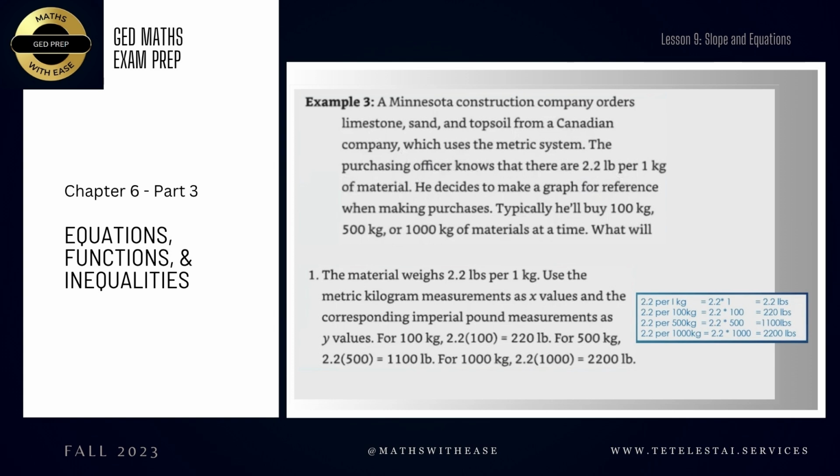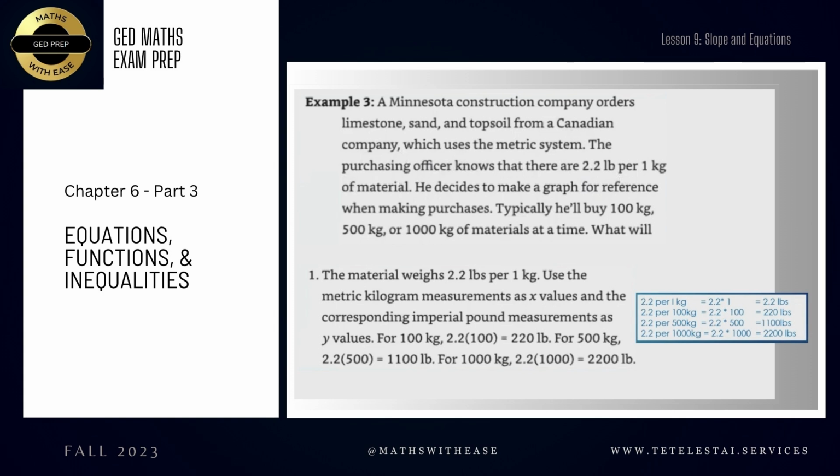He decides to make a graph for reference when making purchases. Typically, he'll buy 100 kilograms, 500 kilograms, or 1,000 kilograms of material at a time. What will the graph look like? So this is a guy who's always buying stuff in kilograms, but he's used to pounds. So he wants to create himself a chart so that he doesn't have to waste time converting anymore. If he decides tomorrow that he's buying 1,002 kilograms, he can look on this chart and find the corresponding equivalent in pounds.